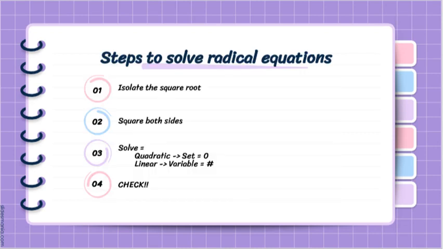Steps to solve radical equations. First thing you want to do is isolate the square root. The second thing you want to do is square both sides. Then you want to solve, and if it's a quadratic equation, you set it equal to 0, and if it's linear, you set the variable equal to a number. And then fourth, you check.